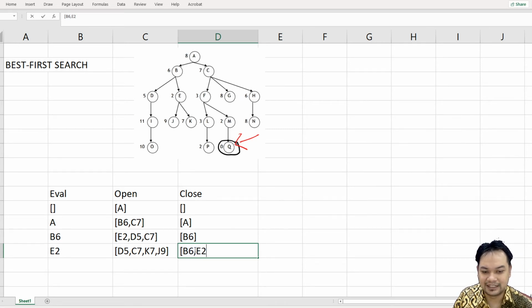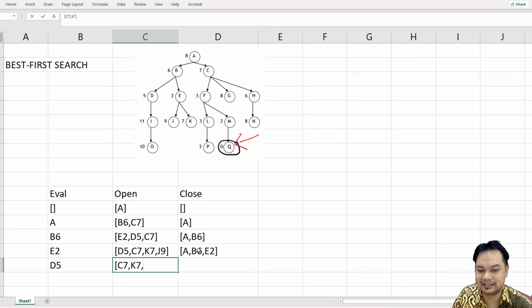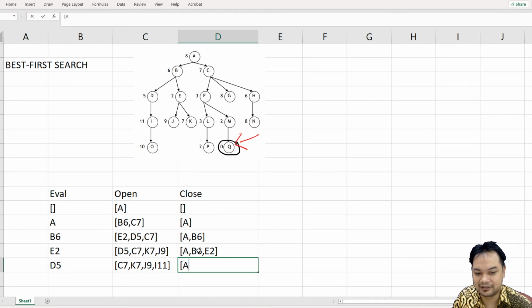E2, sorry, A, right, something is wrong with my Excel. Okay, my Excel is always temperamental. B6, and then E2. Okay, this one I missed putting A. And then you have D5. So under D5, you have I11. So C7, K7, J9, I11. So, and then you close with A, B6, E2, D5.